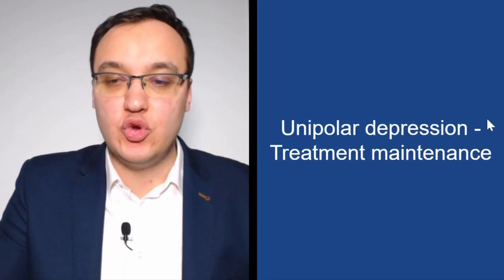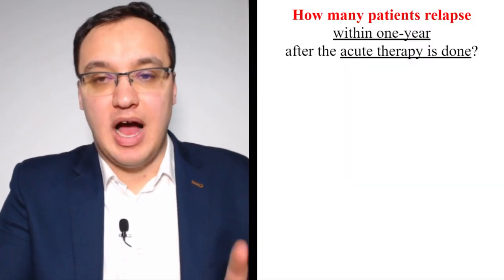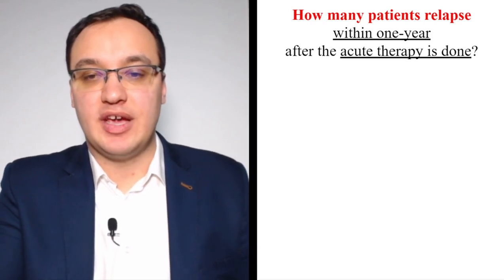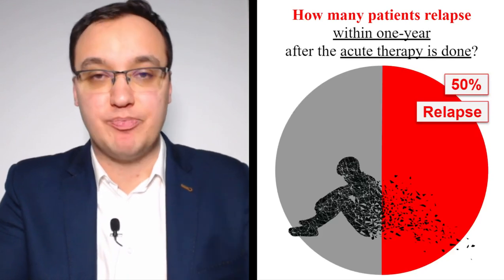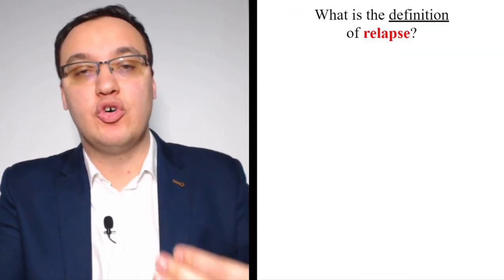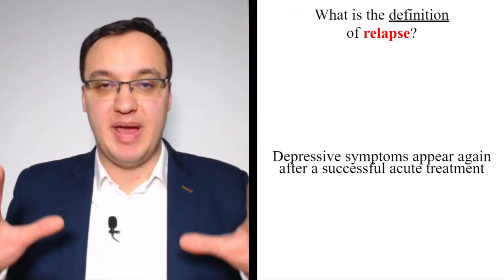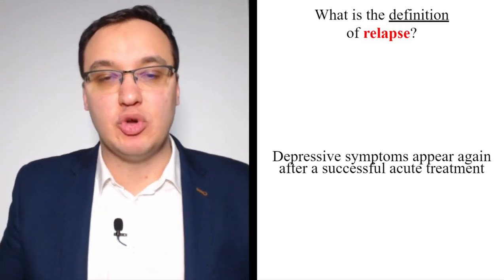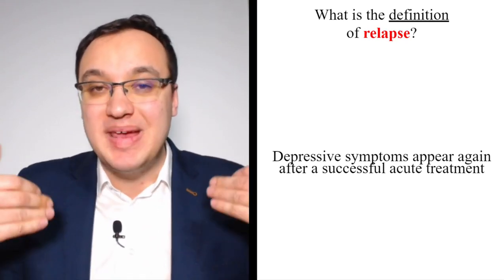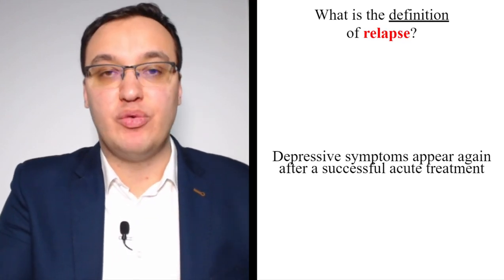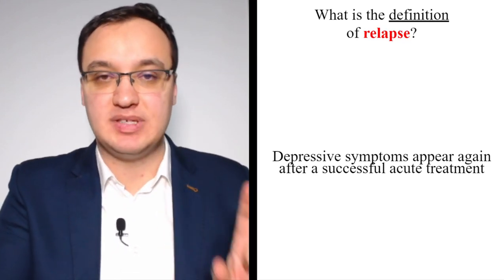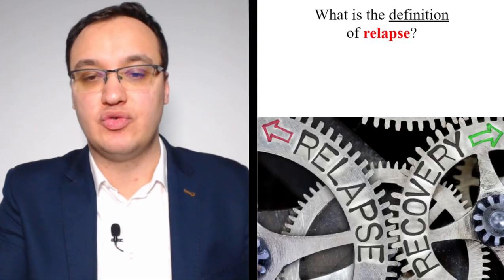So, quick review. How many patients relapse within 1 year of the acute therapy being done? 50%. 50% relapse. So therefore, this presentation is important. Why? Because we want the patients to be free of symptoms, because depressive symptoms will appear again when we have a relapse. And this appears after acute treatment. So the relapse definition is after acute treatment.